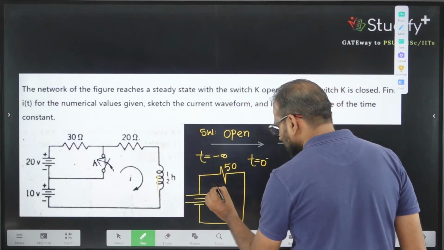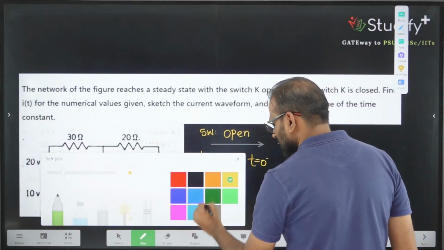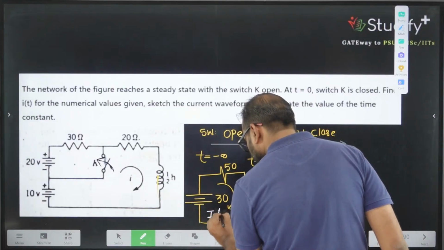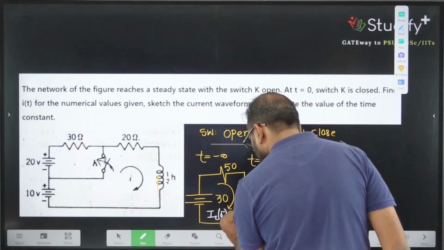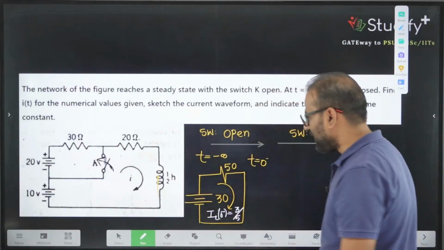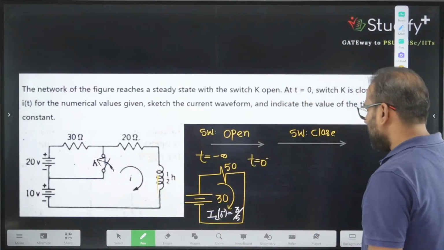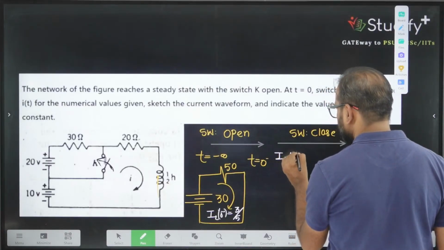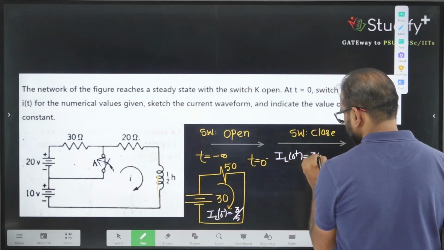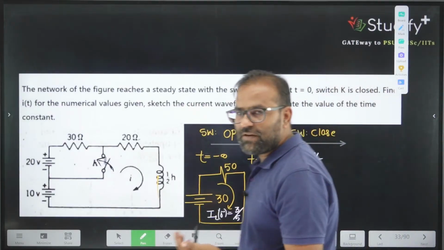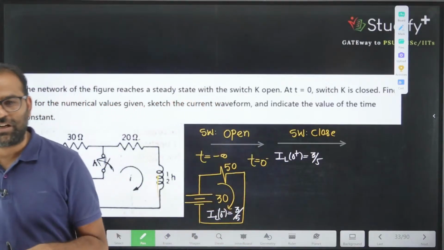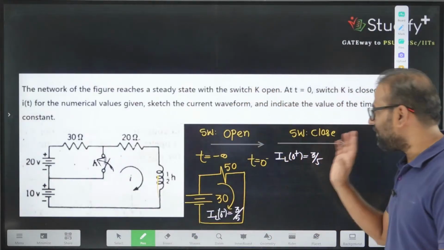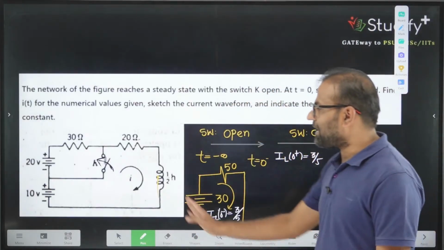The current I_L at 0 minus is 30 by 50, which is 3 by 5. And you can copy this current here. This is the only thing we need from this circuit. Whenever they give you a switch, they will not give you the initial condition. If the initial condition is given, there is no meaning of the switch. So I_L at 0 plus equals 3 by 5.